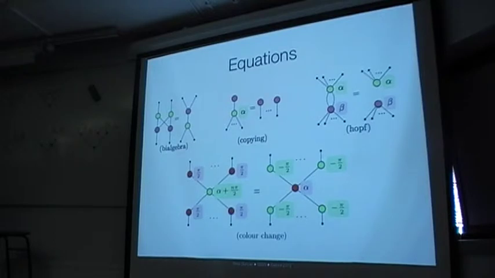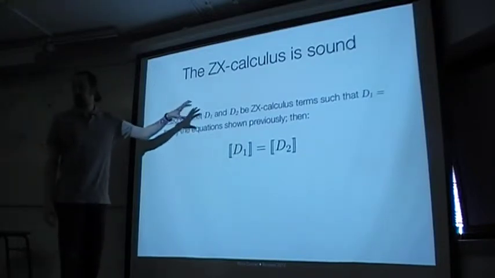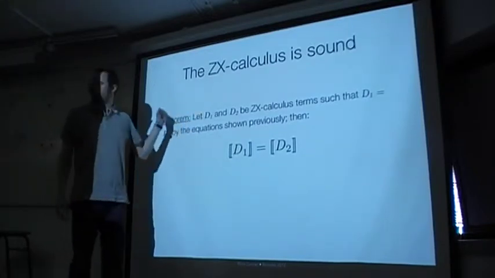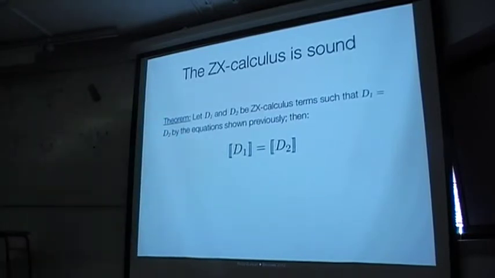So I have all these equations, and then it turns out that they're all sound, in the sense that whenever I draw two diagrams, and by doing these rewrite rules I can get from one to the other, they have the same denotation as linear maps. So let's see what we can do with this.